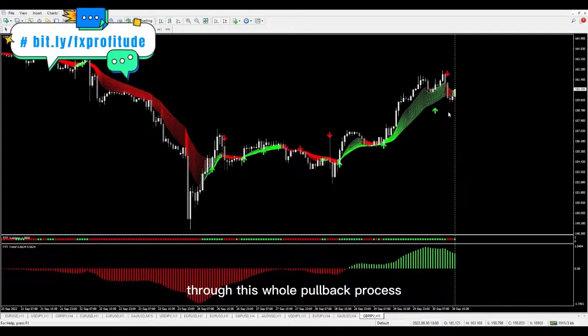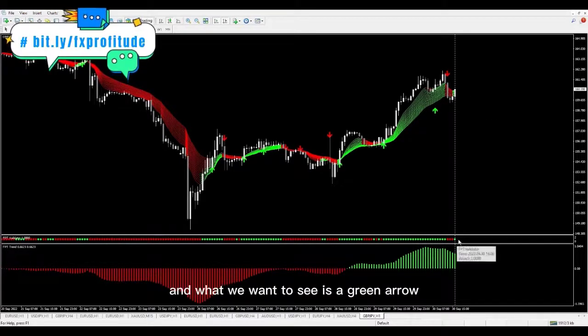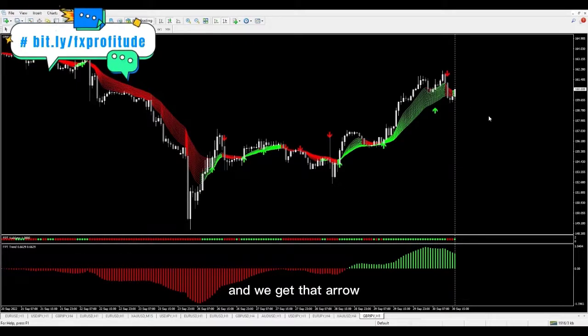On this current candle, the validator dot has turned back to green, and what we want to see is a green arrow under the price, one that looks like this previous one here. If we get a close in the area that the price is currently at, and we get that arrow, I will be placing a buy trade.